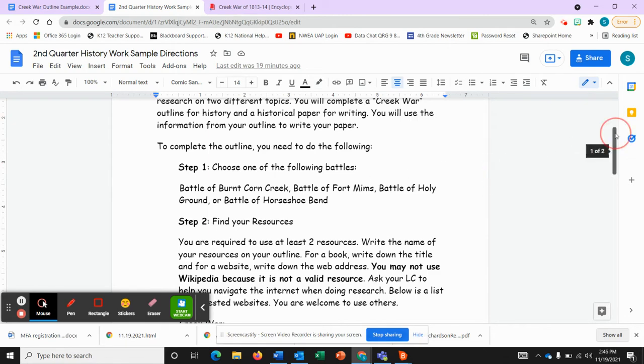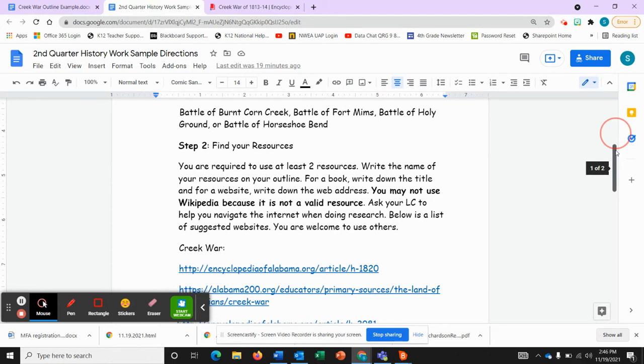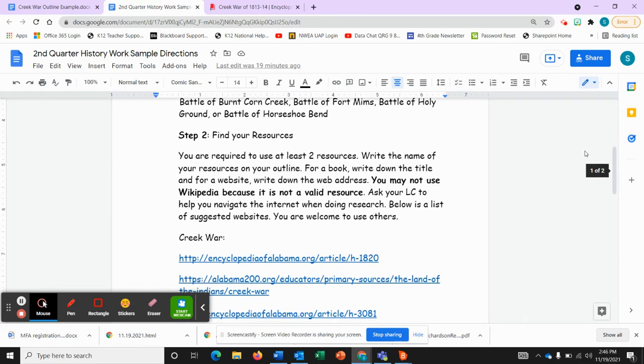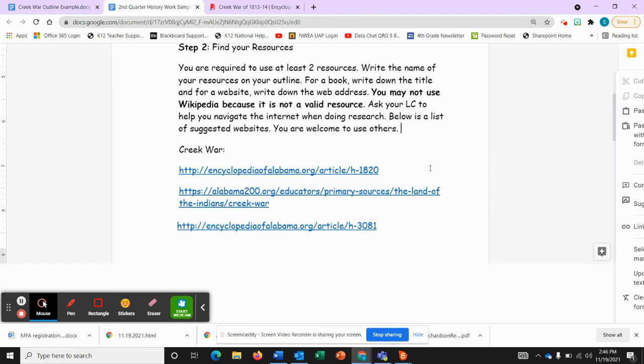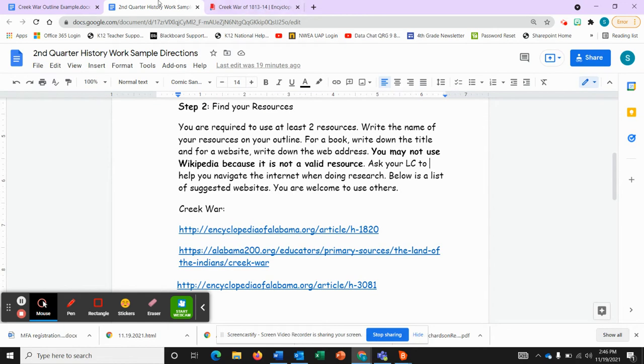Okay, next you're going to find your resources. You have to use two of these resources, but you're welcome to look for more. A great place to look for resources would be on Big Universe on OLS, or you could even check a book out of the library. But make sure you use two different resources. These are just some suggested websites if you want to use them.